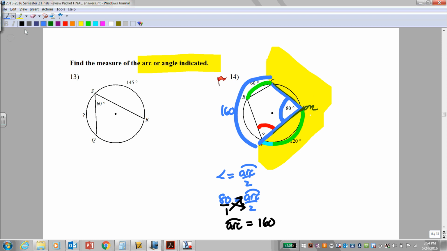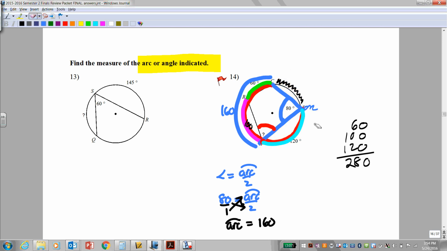We ask ourselves what else we can find. Just kind of keep working along. If that blue is 160 and that's 60, then this here is going to be 100. Now let's see if there's anything else we can find. We're going to sweep this around. Ready? We're going to go 60 plus 100 plus 120. We get 280. I want to find that last one. Remove those Post-its. So we're going to go 360 minus 280. And of course, we get 80 here.